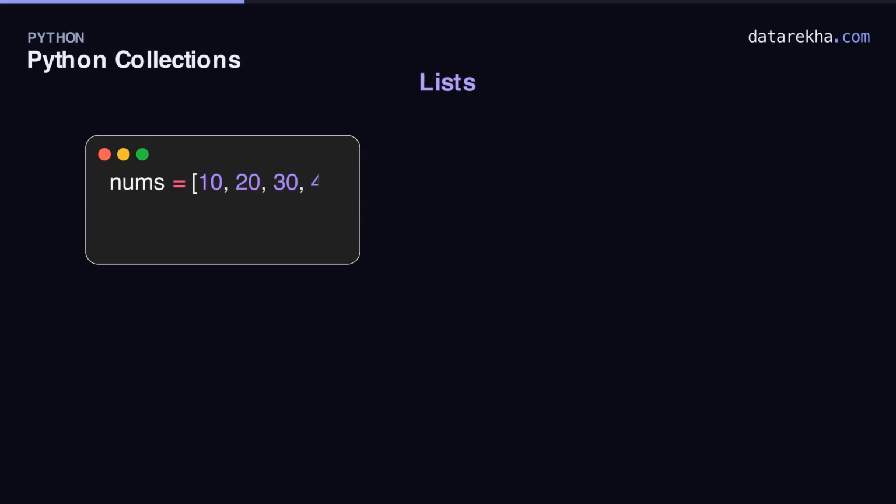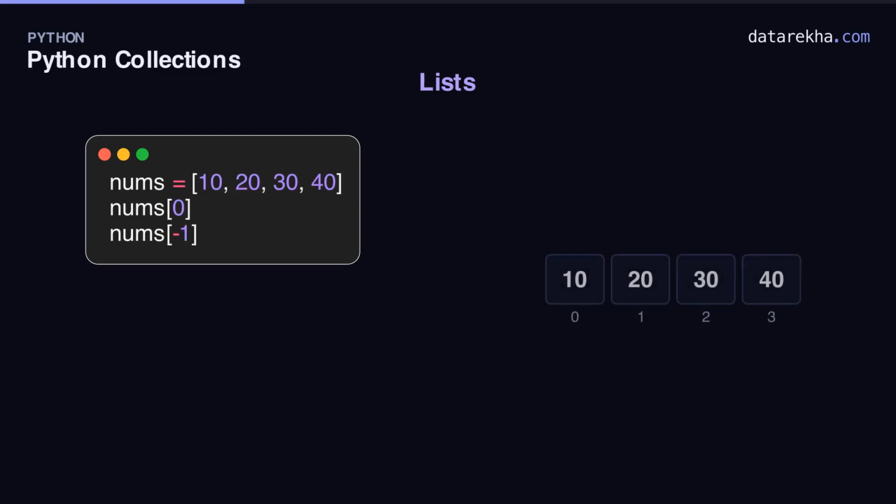Meet a list of four numbers. Picture it as a row of labeled boxes, and the labels are what matter. Python counts positions from 0, so 10 sits at index 0, 20 at 1, 30 at 2, 40 at 3. So nums[0] reaches into the first box and hands you 10. And here is a lovely shortcut. A negative index counts from the right. -1 is the last box, 40, without ever knowing the length.